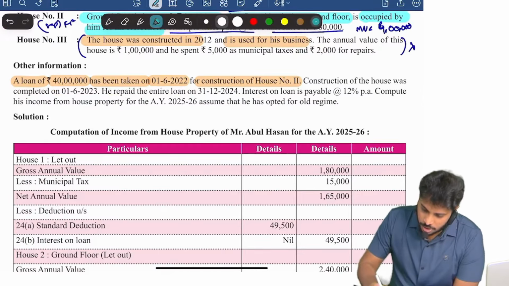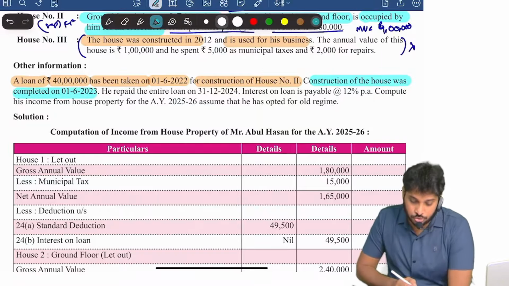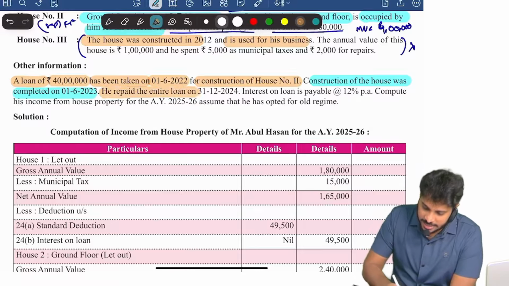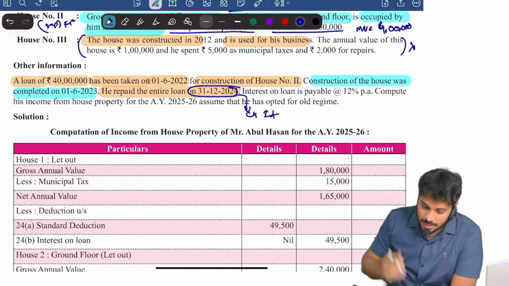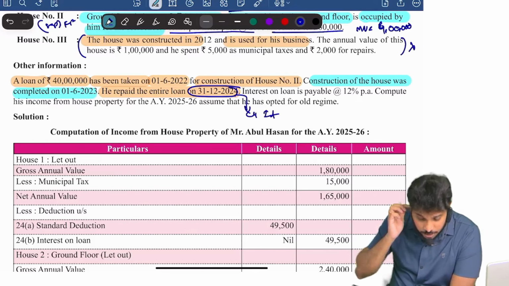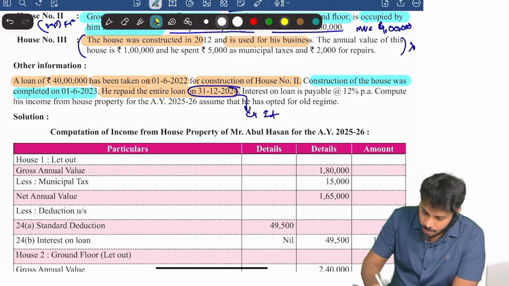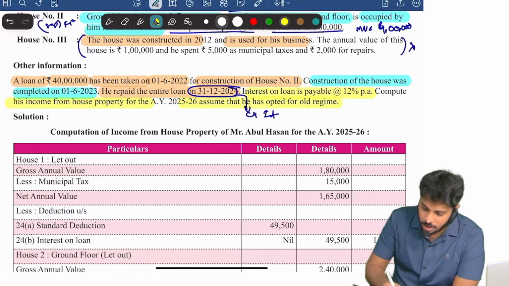Okay, so house number 2, and construction of the house was completed on 1st June 2023. He repaid the entire loan on 31st December 2024, related to house number 2. Most important, this is for the current year interest calculation. Next, interest on the loan is payable at 12% per annum. Now compute income from house property.